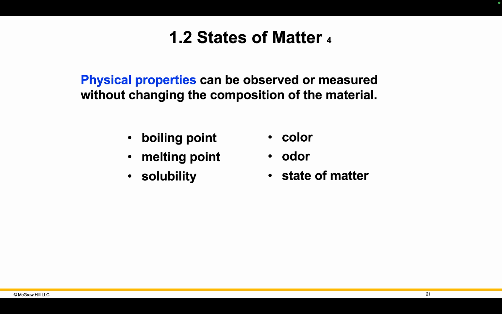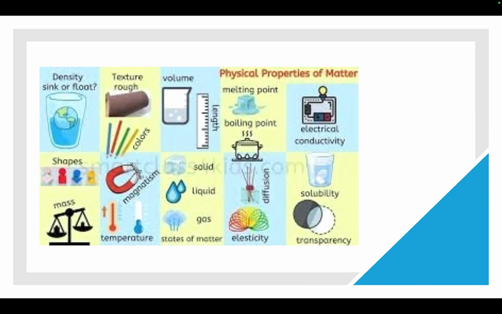When we're talking about matter, all matter has physical properties. These are properties that can be observed or measured without changing the composition of the material. So we're talking about things like boiling point, melting point, solubility. Does it have a smell? Is it a solid at room temperature, a liquid at room temperature? What color is it? All of these things are properties that we can observe without changing the composition of the compound itself. And so these are just some examples.